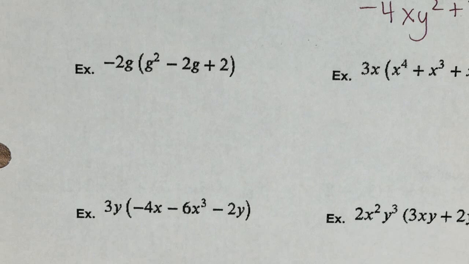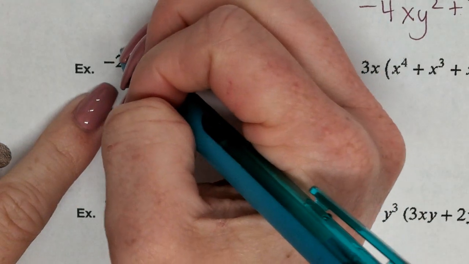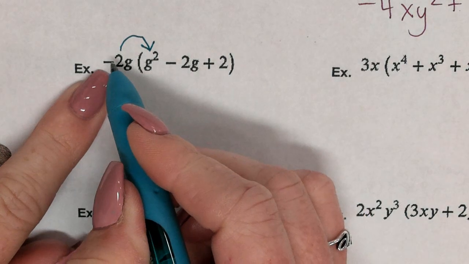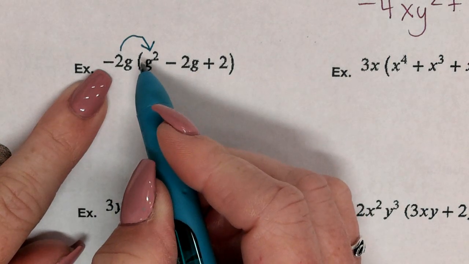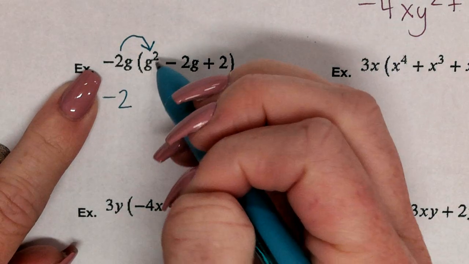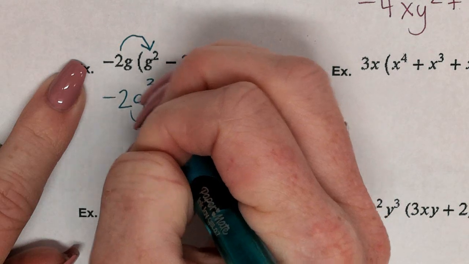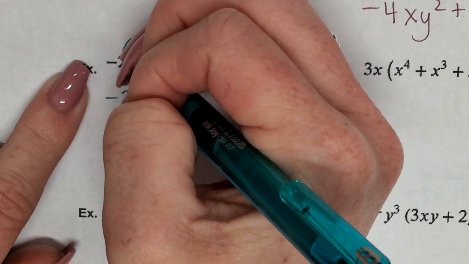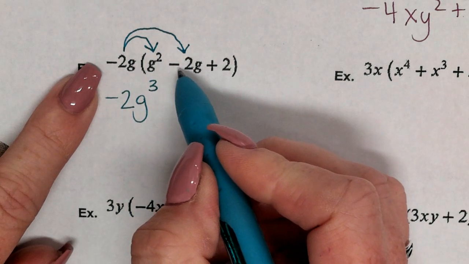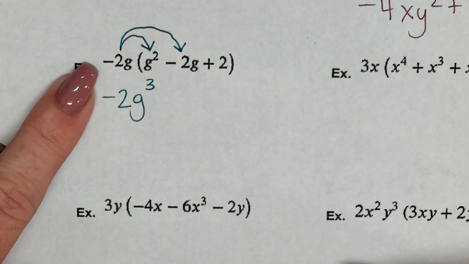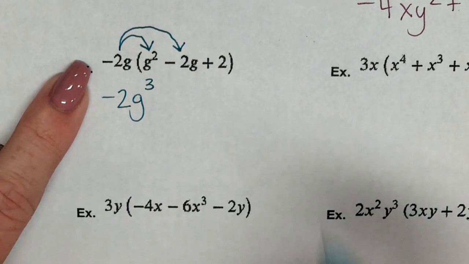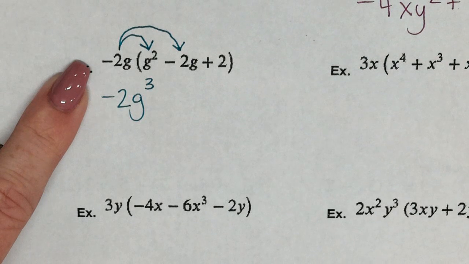Does that make sense? All right, so I'm going to distribute negative 2g to g squared. What is negative 2 times 1? Negative 2. What is g to the first power times g to the second power? G cubed. Now on this next one, this is where you're realizing this is negative 2 times what? Times negative 2. Now again, if you needed to, you could change to clearly see that that was a negative.